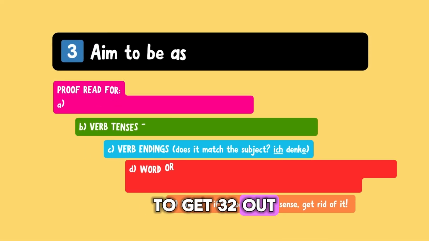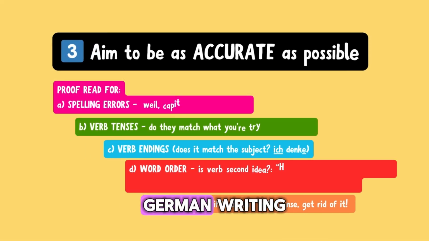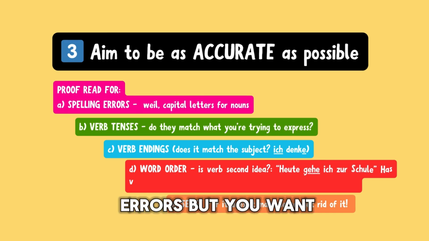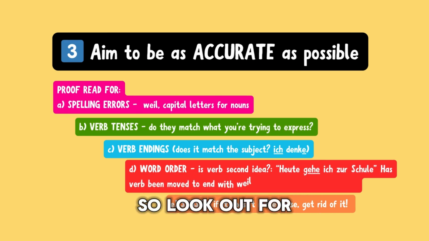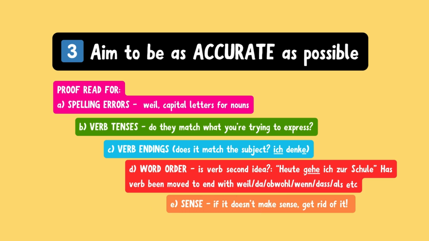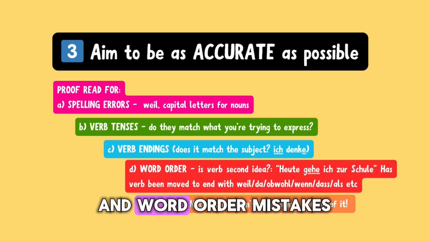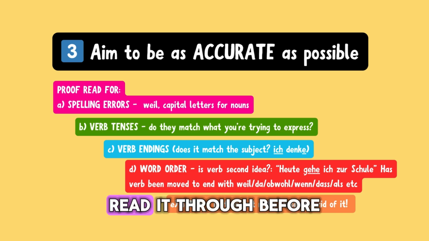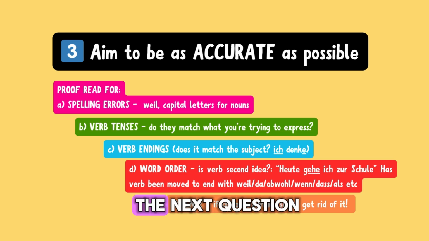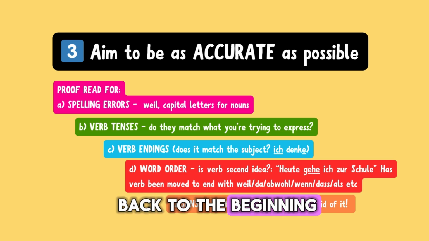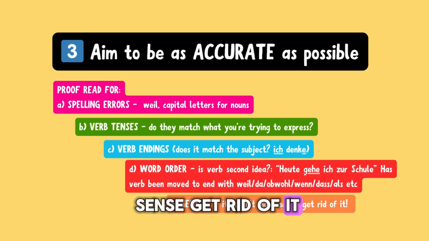To get 32 out of 32 in your GCSE German writing, you can still make errors, but you want to reduce them. So look out for these things that I've noted on here. Definitely try to avoid verb ending mistakes and word order mistakes. Read it through before you move on to the next question or before you go back to the beginning. If it doesn't make sense, get rid of it.